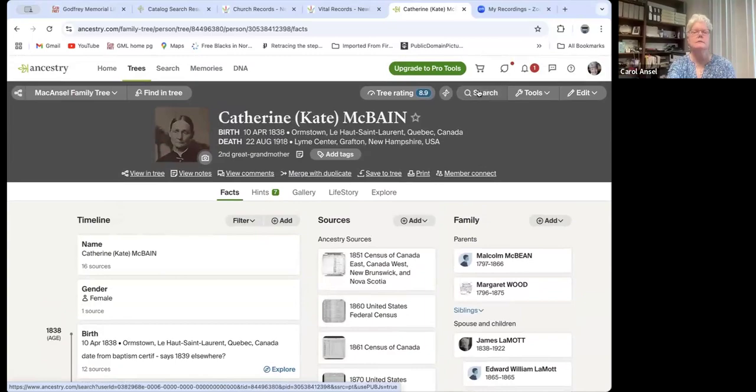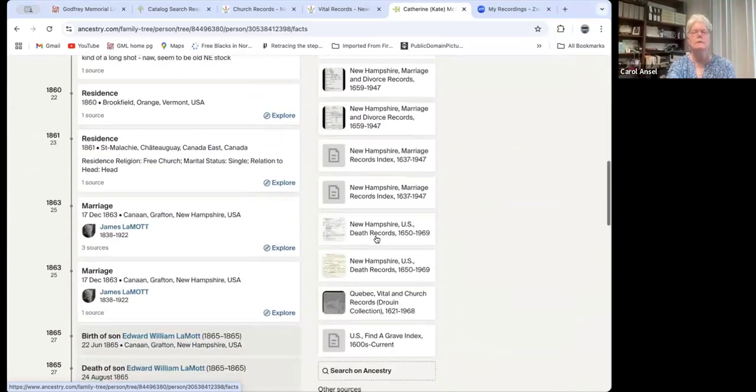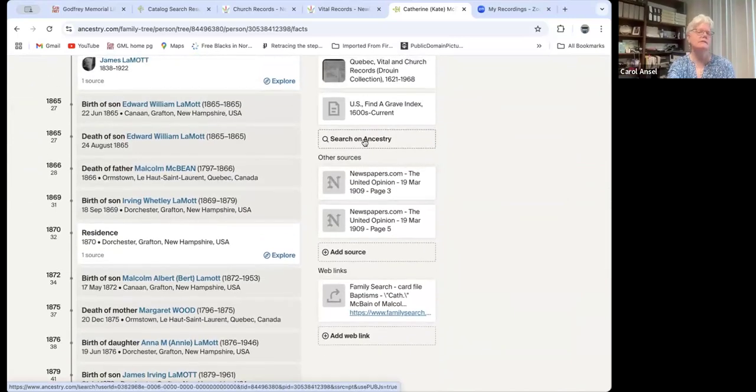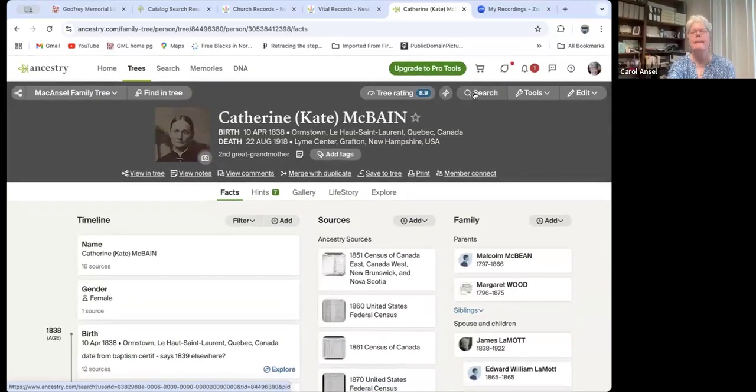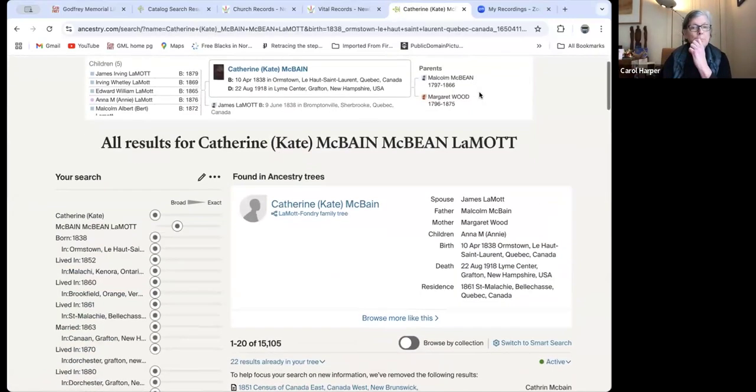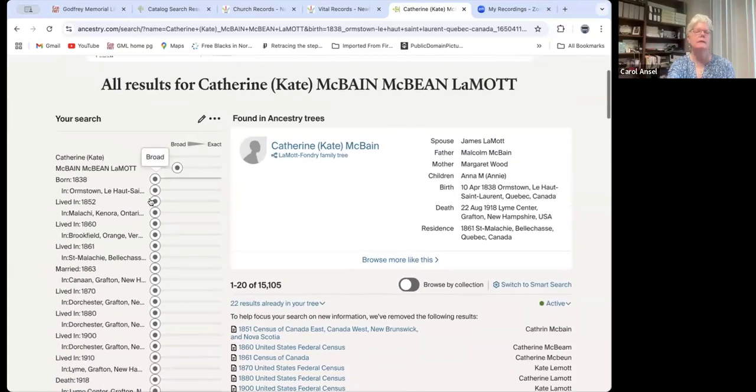And in terms of searching, you can hit the search here or down here, search on Ancestry. They go to the same place. Okay, and then they give you a big form. You can hone your search if you want to over here using this little edit button.